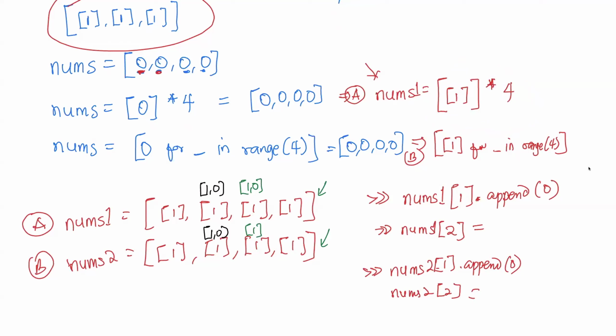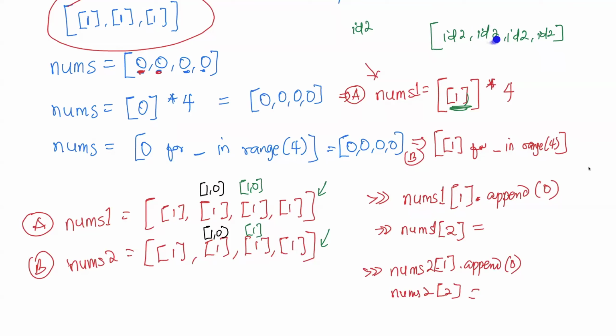When we wrote this code, what happened was that it first created the list for the first one. Let's say it gave it an address of ID2. Then it duplicated ID2 4 times: ID2, ID2. So when I did nums1 index 1 dot append 0, I took ID2 and used ID2 to append 0.